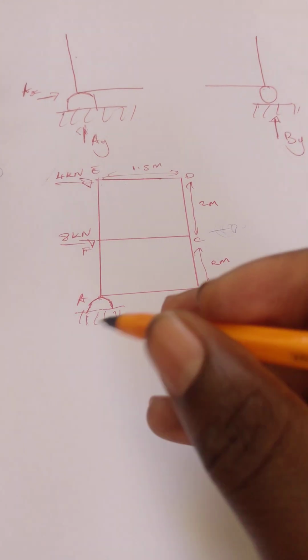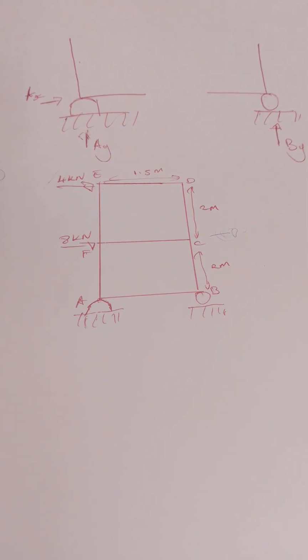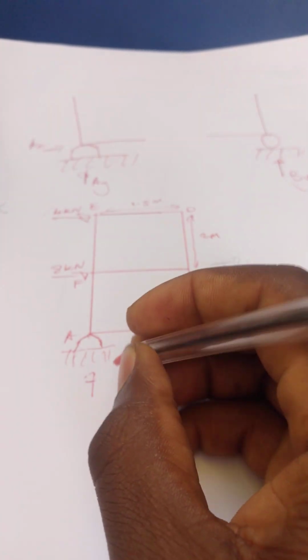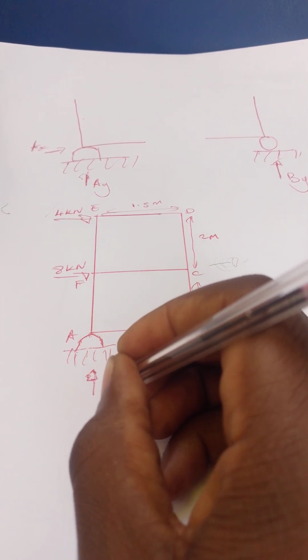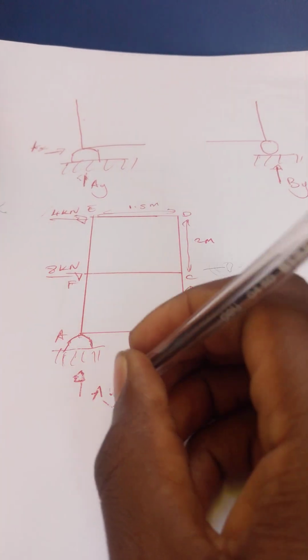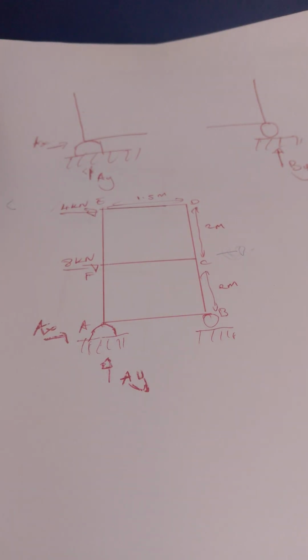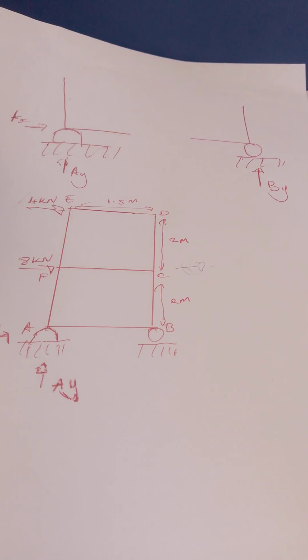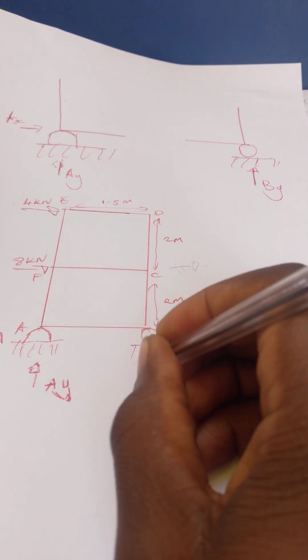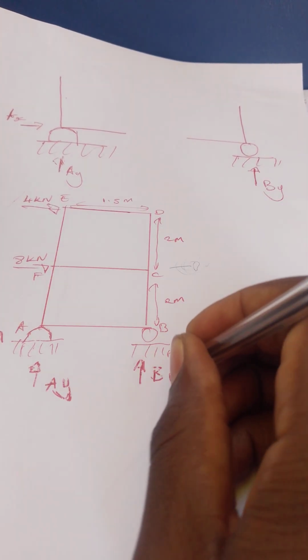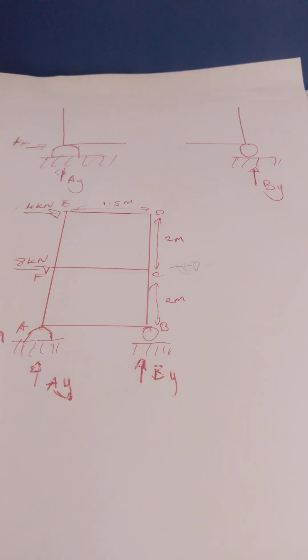Allow me to use a red pen. We are going to say there is a force here which is A in the Y. Then there is a force there which will be A in the X. Then we also have a force in that direction, which will be B in the Y.